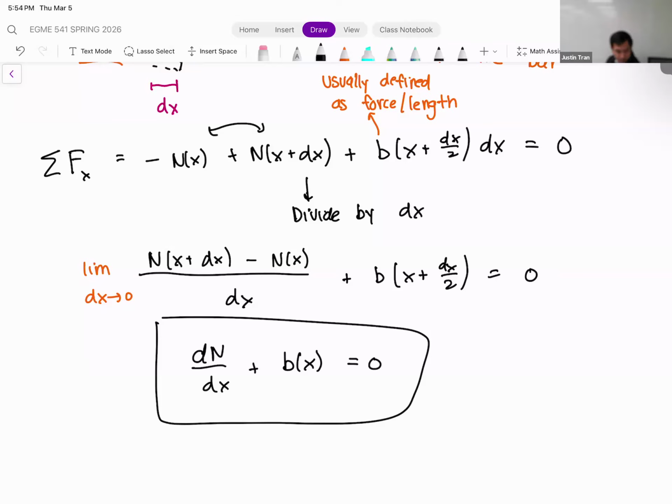All right, so what we have here, just through that very simple derivation, just by looking at the force balance, is a differential equation that governs the evolution of the internal force within the bar.